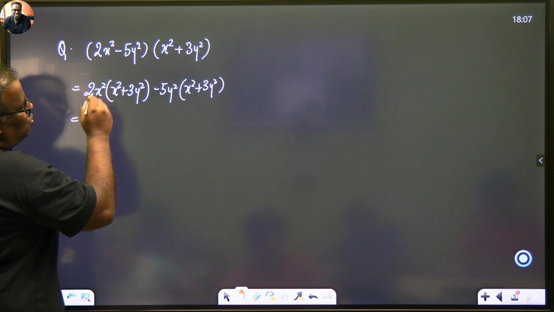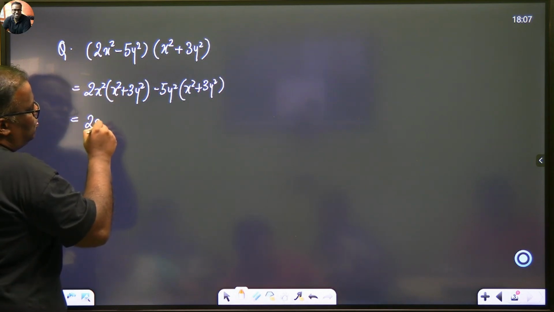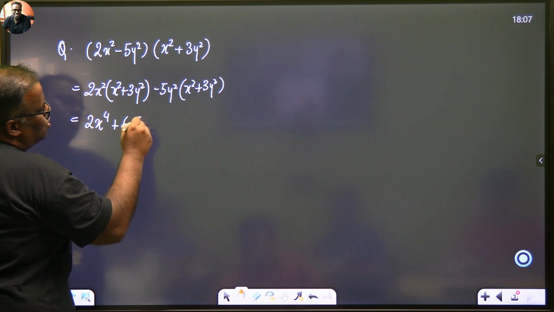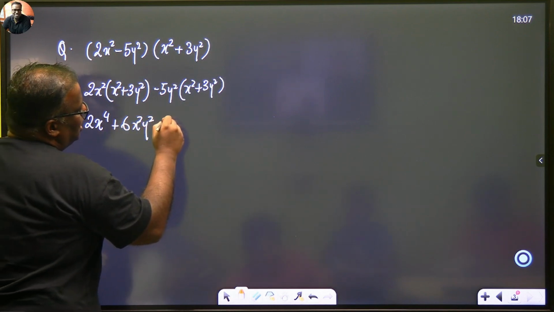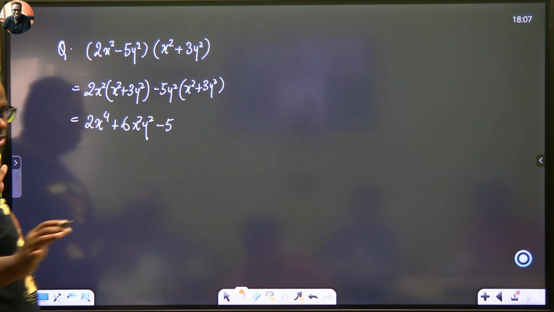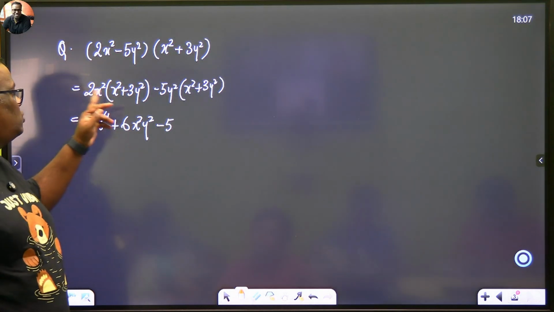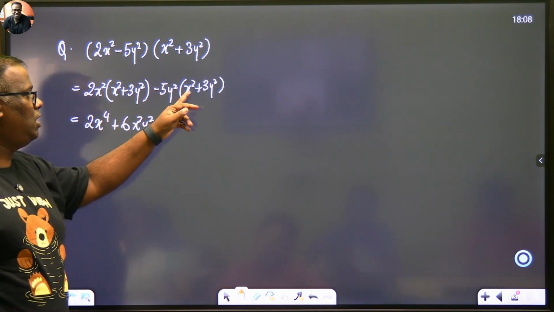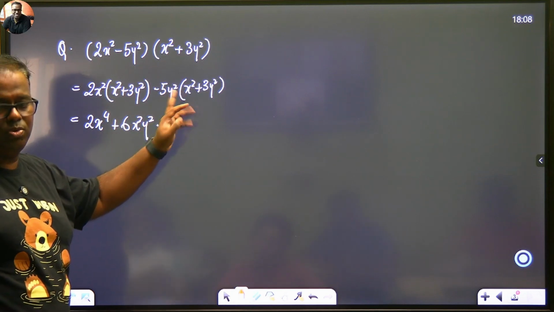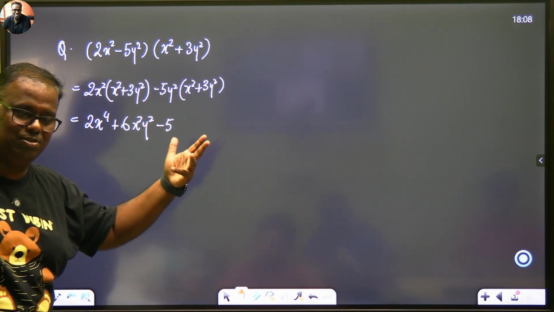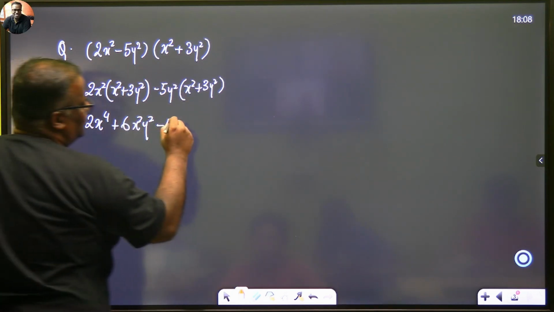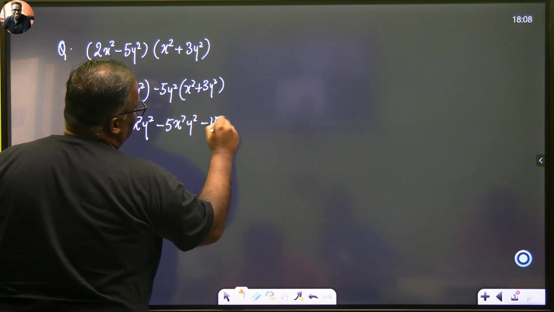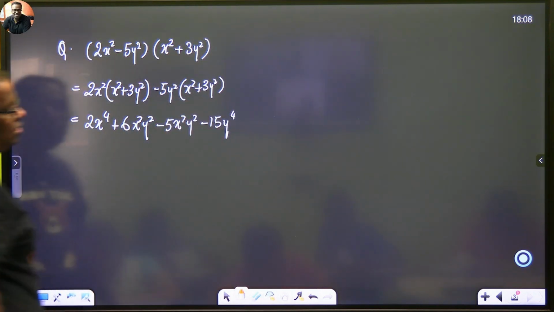Let's multiply 2x square with this. It becomes 2x to the power 4. And this becomes 2 into 3x square y square. This becomes negative 5. Now look here. This is x square y square, right? 2 into 3 is 6. Now negative 5 multiplied by this, you will write 5y square x square. Don't do that. Who comes first? x comes first. And you have a like term out here. So 5x square y square. And then negative 15 y to the power 4. Do you agree?